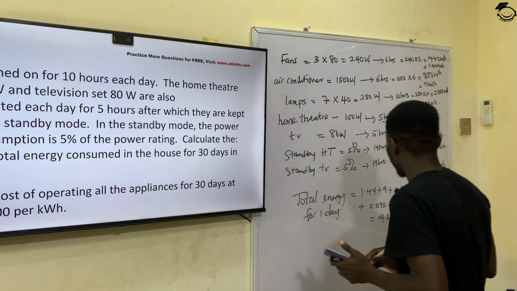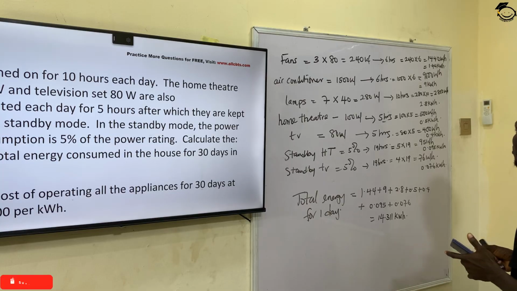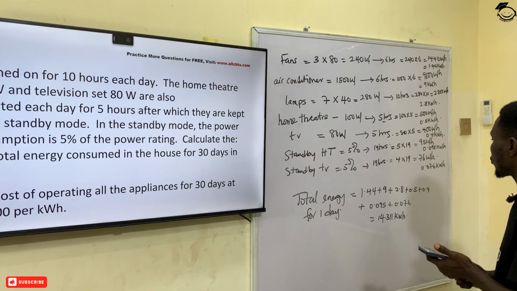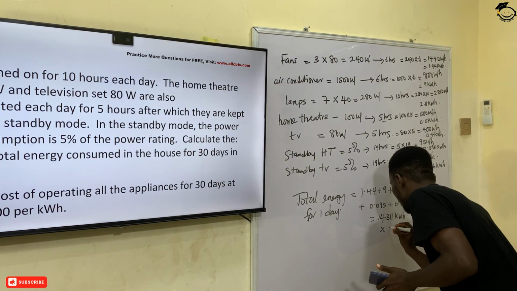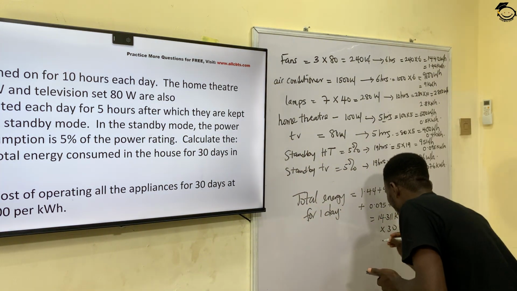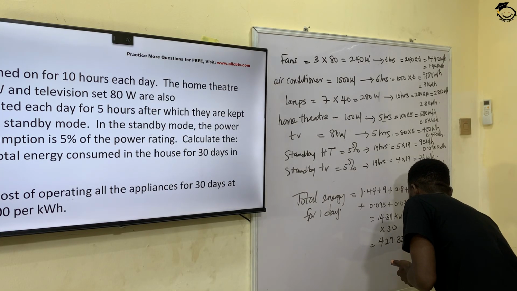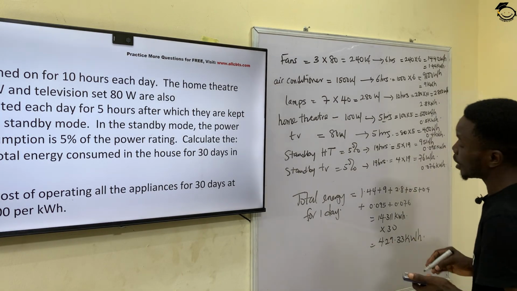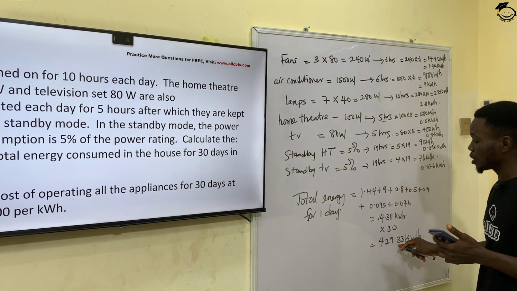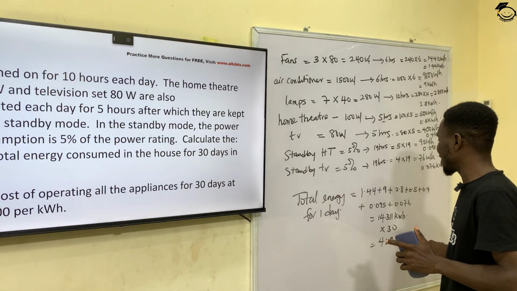So for the 30 days, because what we have calculated here is just for a day, all we have to do is what? Multiply this times 30. So for 30 days, what I'll be having is 429.33 kilowatt hour. So this is the amount of energy that was consumed in 30 days.